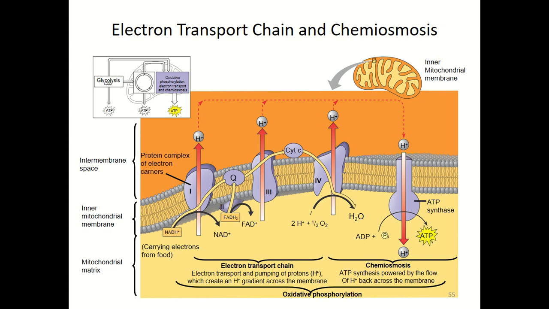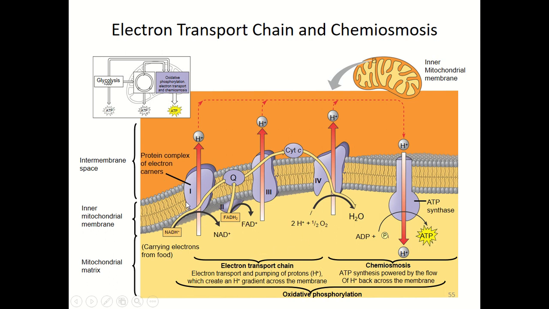So this is the structure of the electron transport chain and chemiosmosis. Thus, all of these make up the oxidative phosphorylation. Now, first we look at the electron transport chain over here.